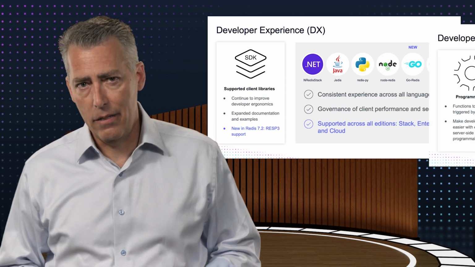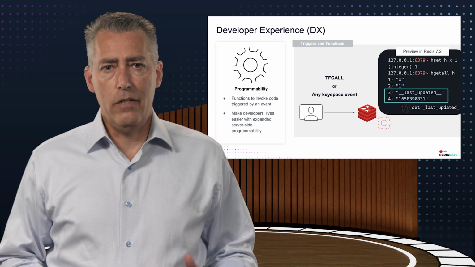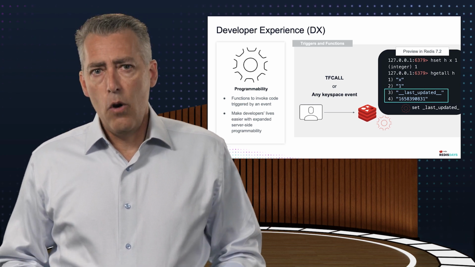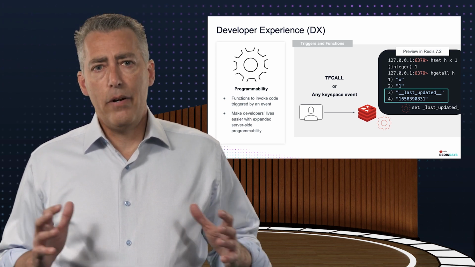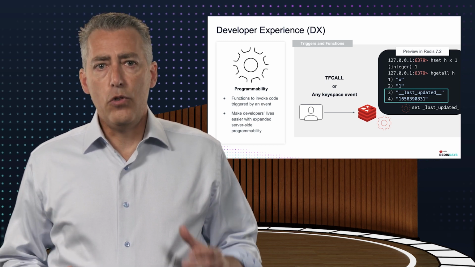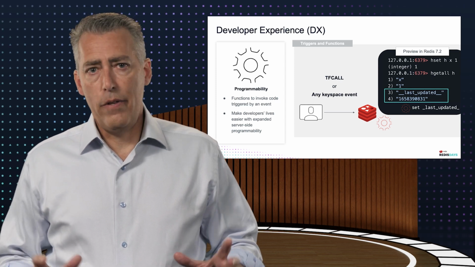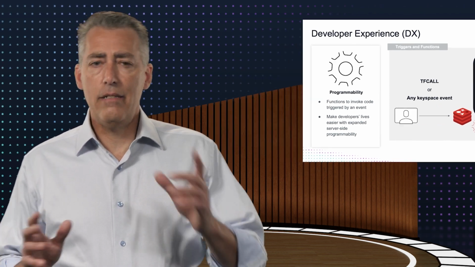Now let's talk about programmability and what we're delivering with triggers and functions as part of Redis 7.2. We're introducing JavaScript as the primary language for authoring functions, and we are providing a number of mechanisms to trigger those functions, including direct command-based invocation or via a key space event. But let's take a closer look.